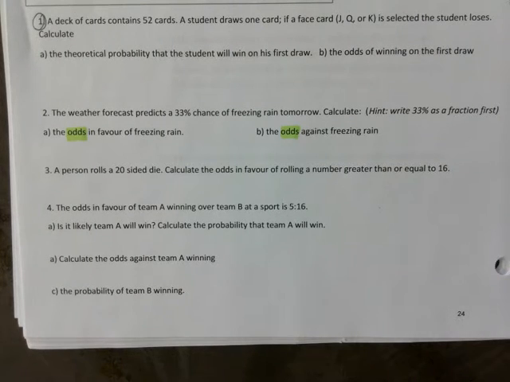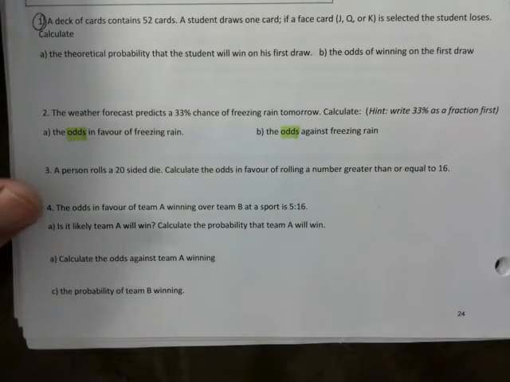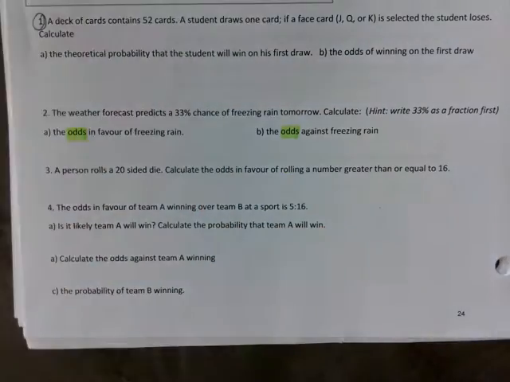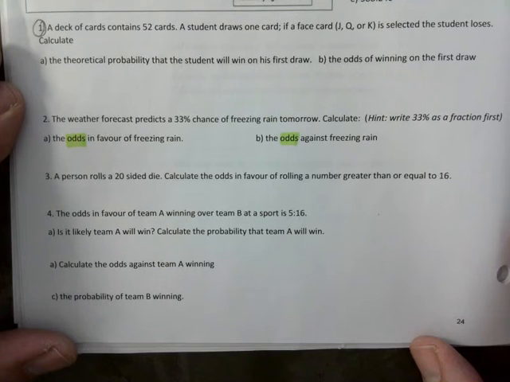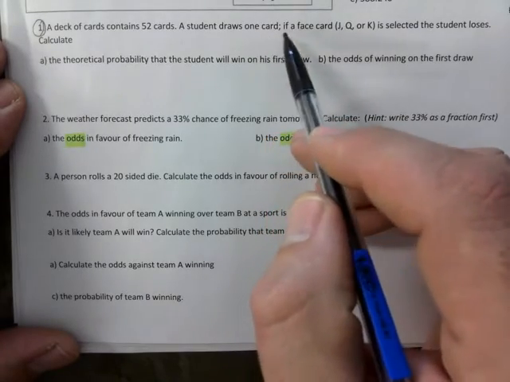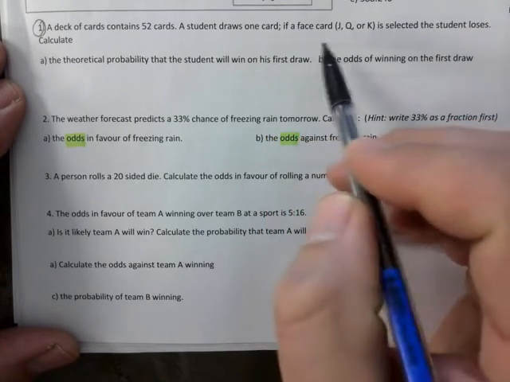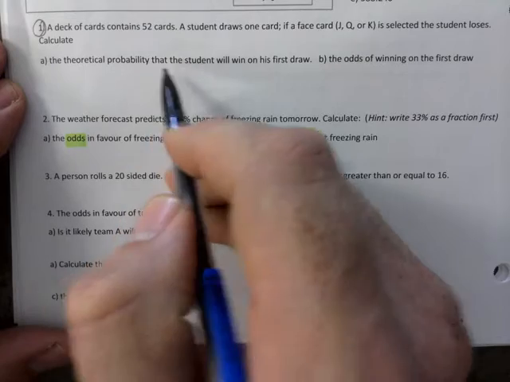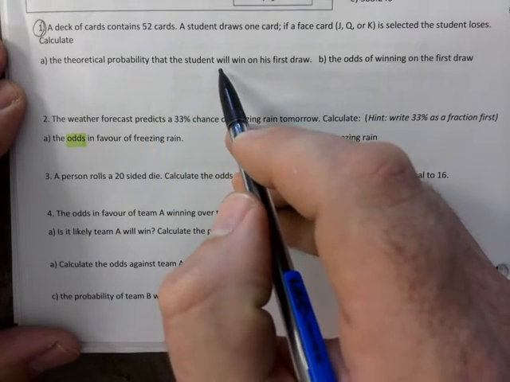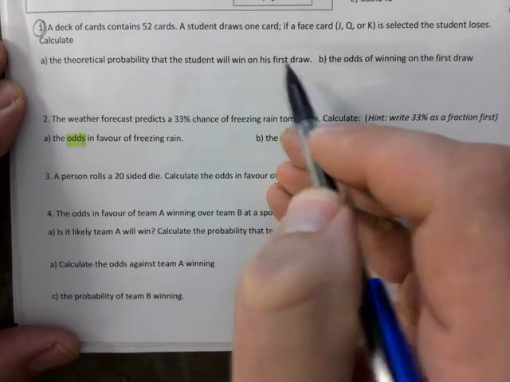So here we go. That's why you want to fill this in, to have more examples, right? A deck of cards, right? You have your face cards. If a card is a face card, the student loses. Calculate the theoretical probability that a student will win on the first draw. Probability of win.